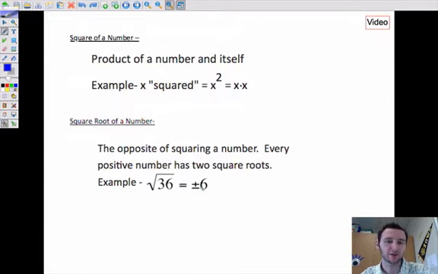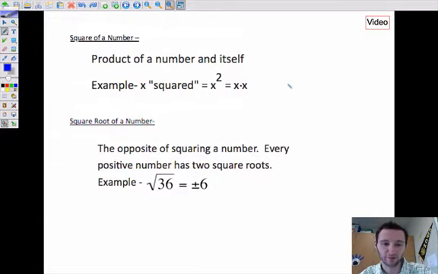The square of a number, and we talked about this a little bit with our last learning target. The square of a number is the product of a number and itself. So for example, x squared is written like this with the exponent as the 2, x to the second, or x squared, and that's the same as x times x. And again, that was something that we sort of talked about a little bit with learning target 6 when we were doing some multiplying of polynomials.